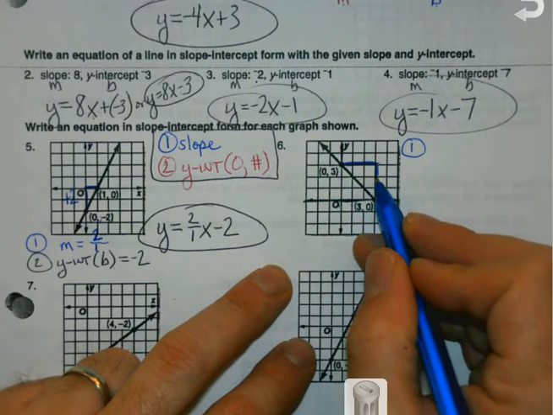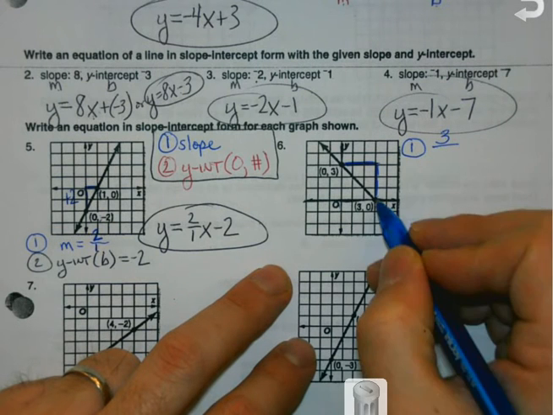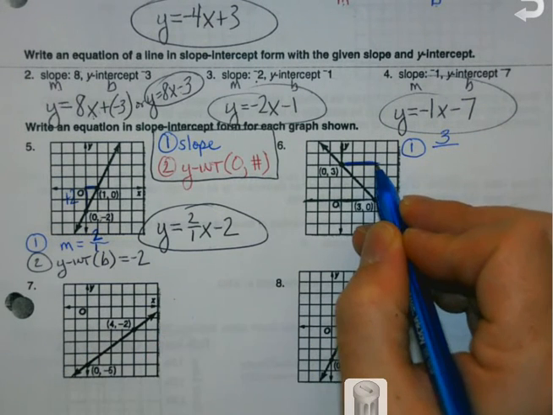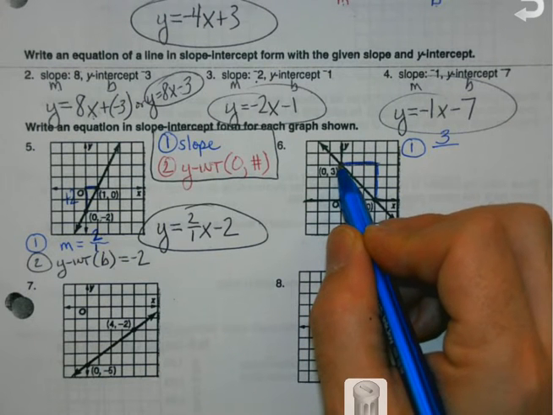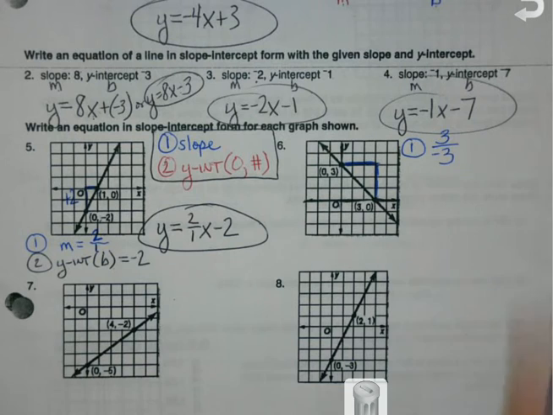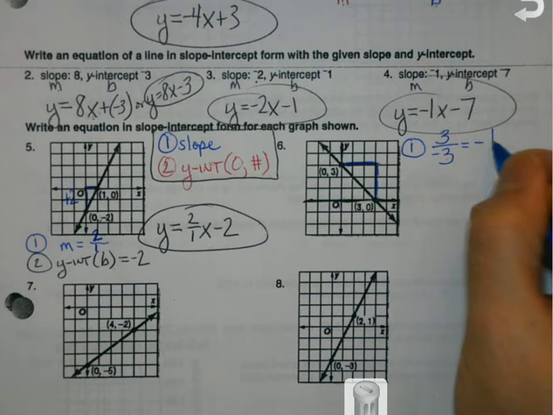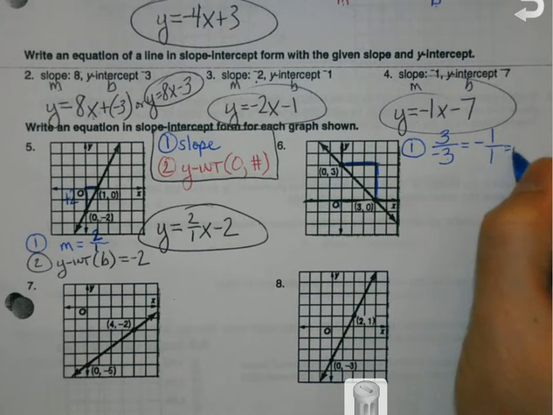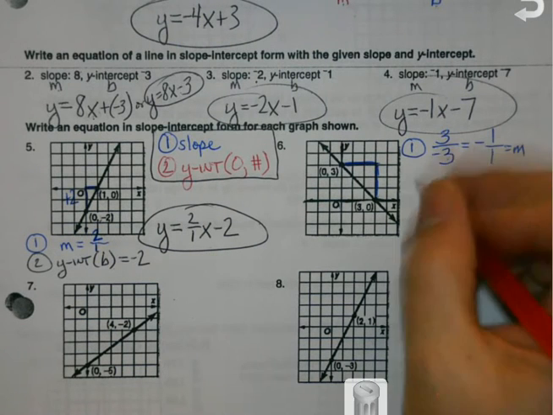So let's see. I went up 3. So that's positive. But then I go over 3 to get to the dot. But I went left. So is that positive or -3? Negative. And if I can reduce fractions, I need to. So it'd just be -1. Okay, and that's my slope. And if you're not sure sometime if it reduces, the calculator can do it for you.